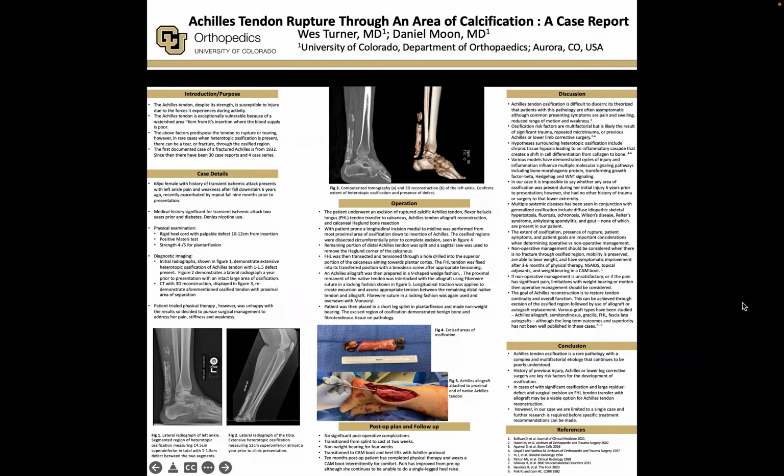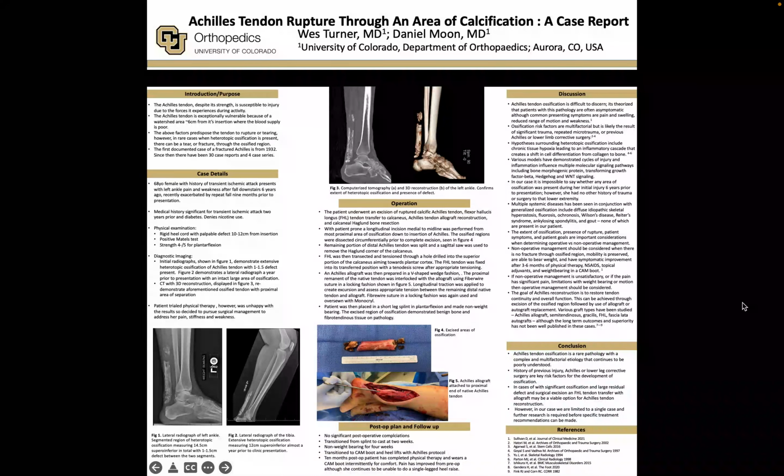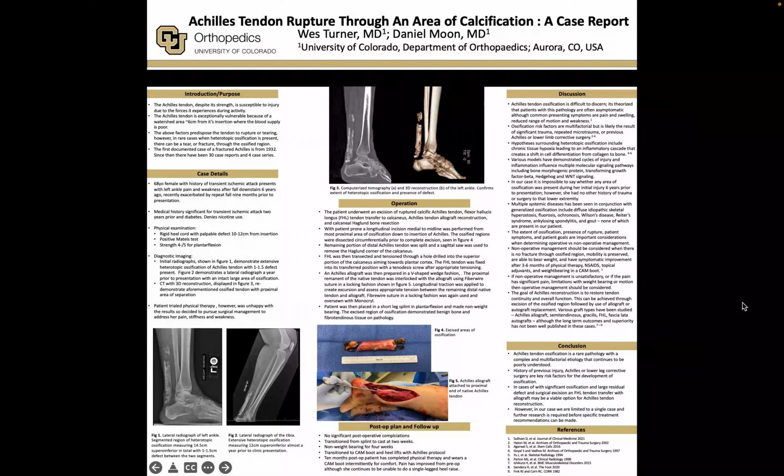In Figure 2, there's an x-ray from a year prior that shows a large intact area of ossification that measures about 12 centimeters. CT with 3D recon is seen in Figure 3, which redemonstrates the aforementioned ossified tendon, as well as that area of separation. Our patient tried physical therapy as well as NSAIDs, was unsatisfied with the results, so opted to pursue surgical management.